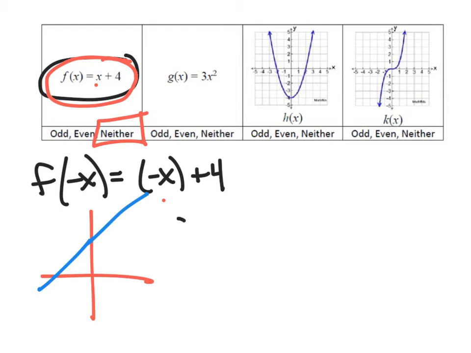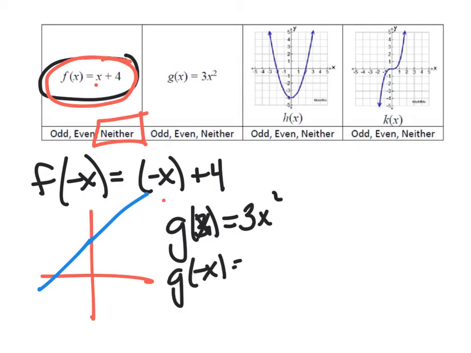Okay, let's try g of x equals 3x squared. So I'm going to test my rule. I'm going to substitute in negative x and see what I get. 3 times negative x squared is equal to 3x squared. This function stayed the complete same. Therefore, that is the rule for even.